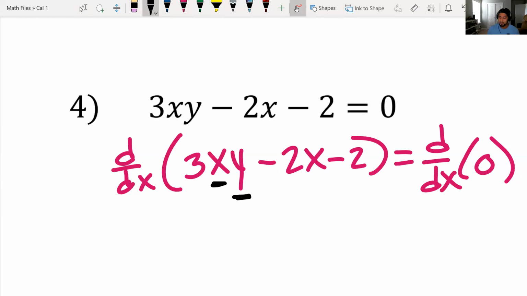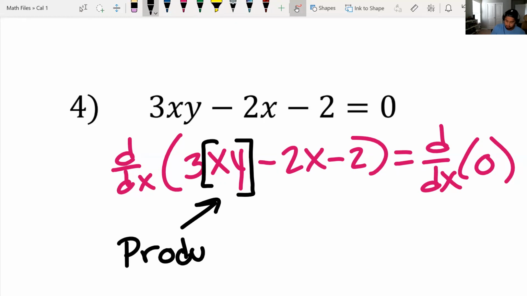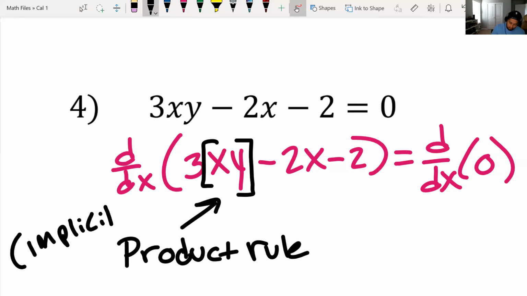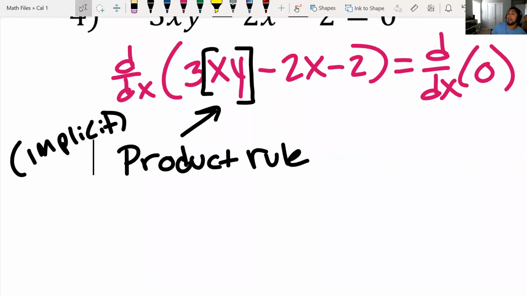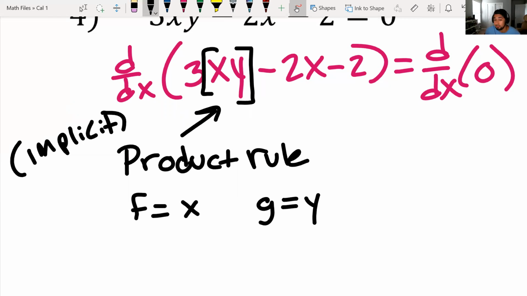What? I know, right? So what I like to do is leave the 3 out of it. So what I'm going to do is put brackets around the xy. We'll distribute the 3 later and say we are doing product rule implicitly. An implicit product rule. Okay. So let's label what we have. F will be x. G will be y.